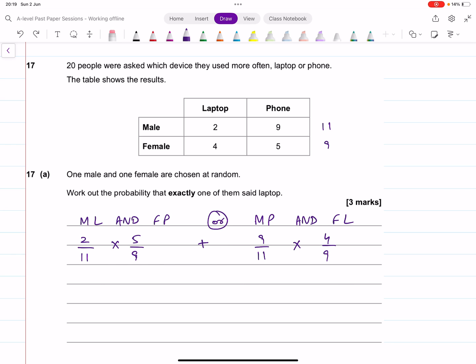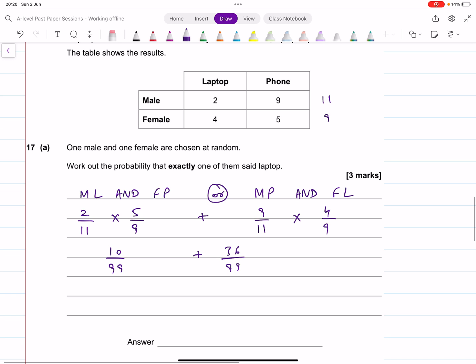Okay, let's see what this turns out to be. 2 over 11 into 5 over 9. That's 10 out of 99. Add to this 36 over 99. That basically gives you 46 over 99 as the final result. So you write here 46 over 99.